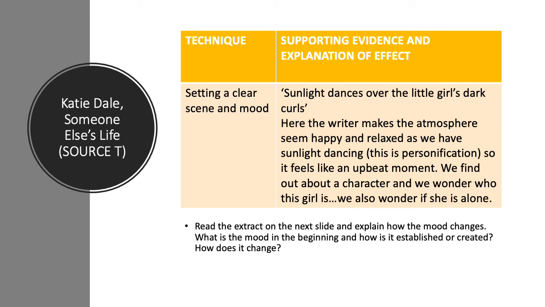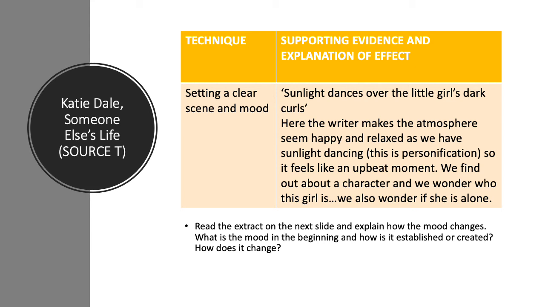So the first bit is started for you. The first line of the extract that you'll see in a minute says, "Sunlight dances over the little girl's dark curls." So we've said here the writer makes the atmosphere seem happy and relaxed as we have sunlight dancing, personification, so it feels like an upbeat moment. We find out about a character and we wonder who this girl is. We also wonder if she is alone.